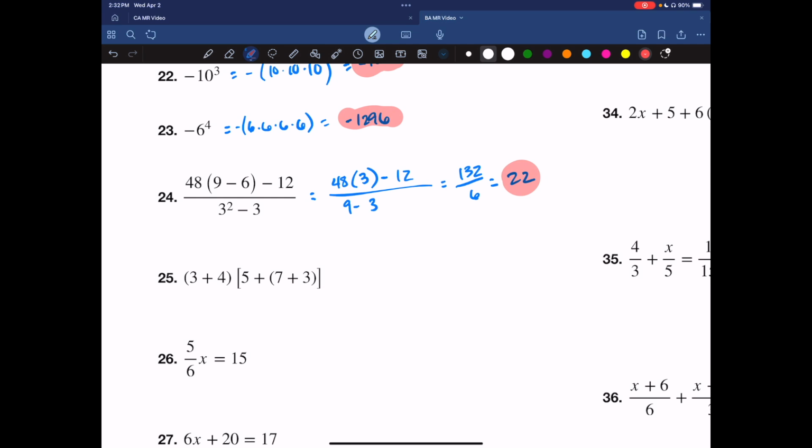Okay, same thing on 25. You get 3 plus 4 on the front, so that's going to be 7. And then you got 5 plus 3 on the inside, so that's going to be 5 plus 10. 7 times 15, which is 105.